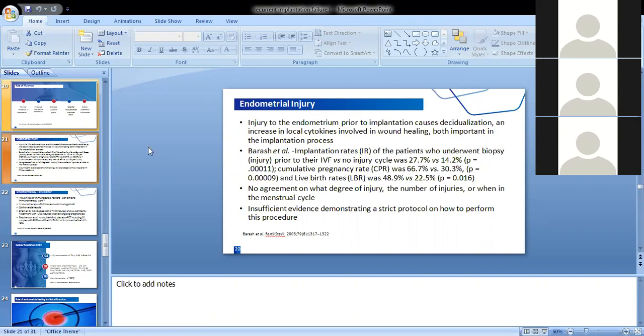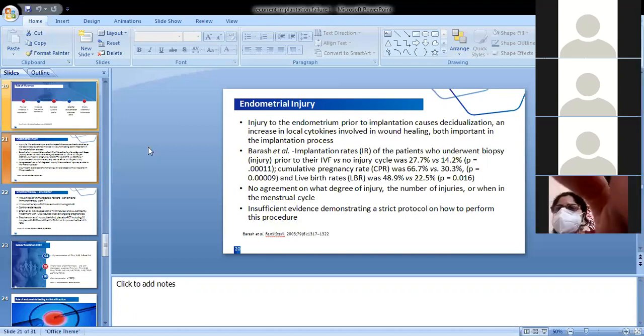Now, there have been studies on that, although they are small studies. There's no proper randomized control trial on that, but there have been studies which have claimed that in patients who underwent biopsy or endometrial injury prior to the IVF cycle versus a no-injury cycle, there has been an increase in implantation rate or pregnancy rate in the endometrial scratching group. But there has been no agreement on what degree of injury, or the number of injuries, or when in the menstrual cycle it should be done, although it's a common practice to do it in the preceding cycle. On day 7 of the preceding cycle, you can do it.